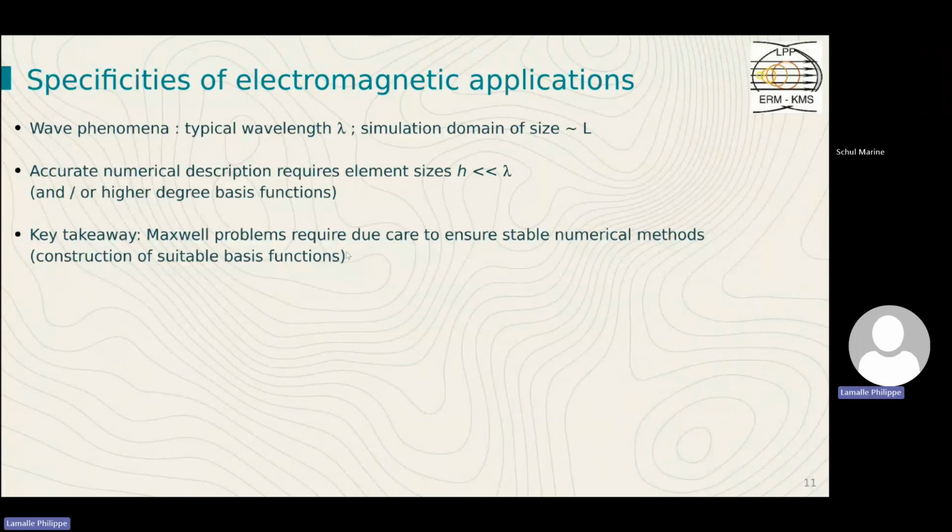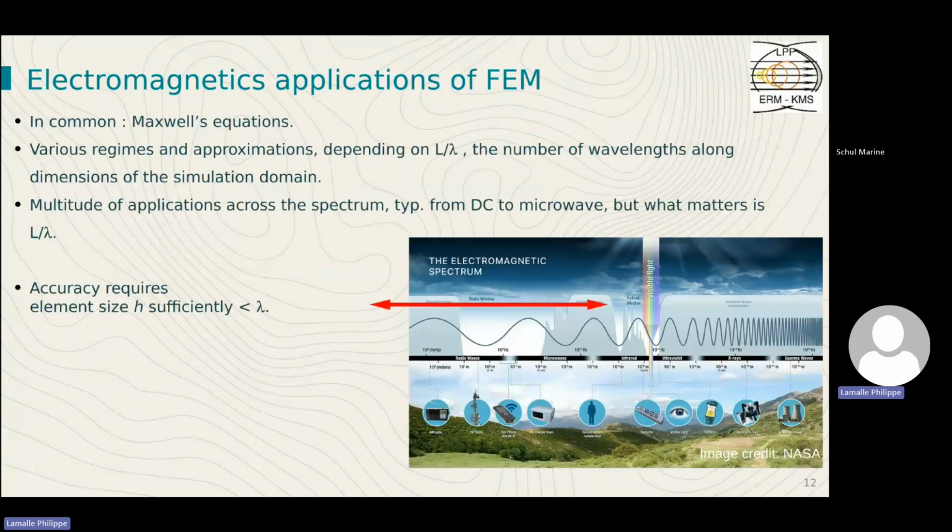Okay, another important thing to note with Maxwell problems, in contrast with classical elasticity problems, is that due care is required to make sure that the numerical methods are stable, and this requires the construction of suitable basis functions. So the naive functions that I showed in the introduction need to be chosen with more care in the case of Maxwell problems, but I don't have time to go into further details.